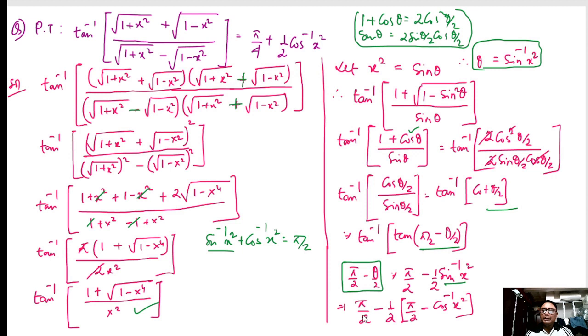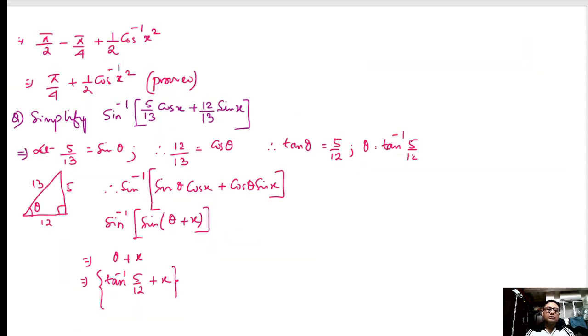So this is pi by 2 minus pi by 4 plus half cos inverse x square. So see, pi by 2 minus pi by 4 is pi by 4 plus half cos inverse x square, and that is our proof. Next question.